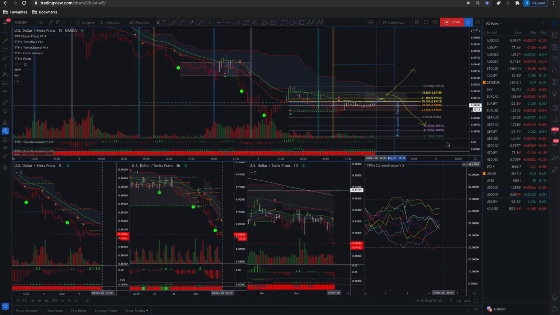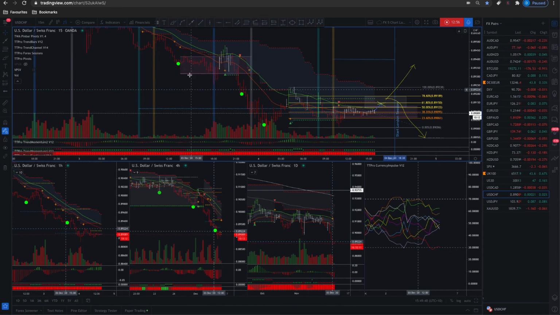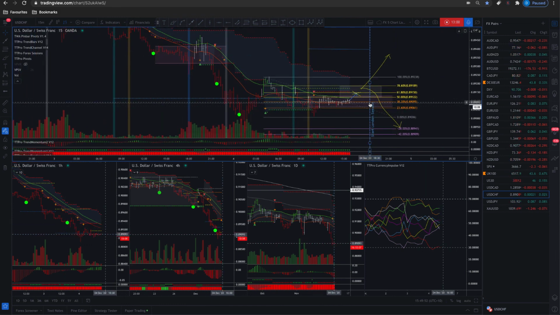So this is the dollar Swissy. Anyway, guys, I think that just about sums it up. I've kind of covered a fair bit of ground.